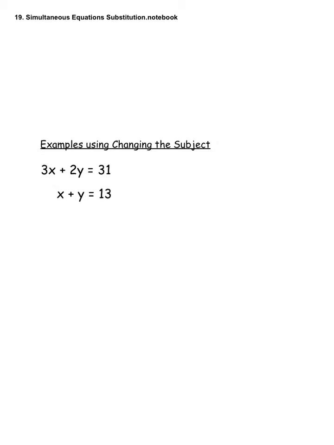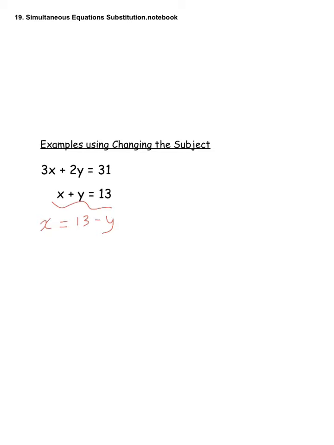In some examples where you are using substitution to solve your simultaneous equations, you need to rearrange the second equation so that it is either in terms of x or in terms of y. At the moment, this equation is not in terms of either, so we want to make either x or y the subject. I'm going to choose x for this one. So if I take y off both sides of the equation, I get that x is equal to 13 take away y. We can now use this substitution into the first equation to give an equation in just one variable.